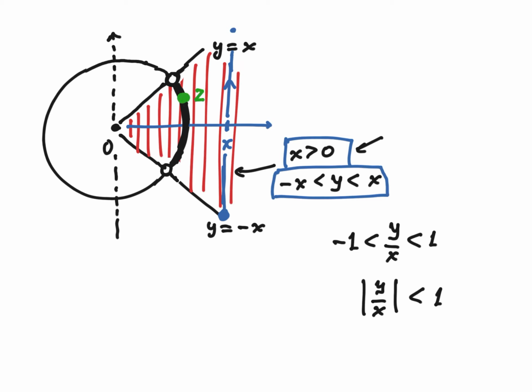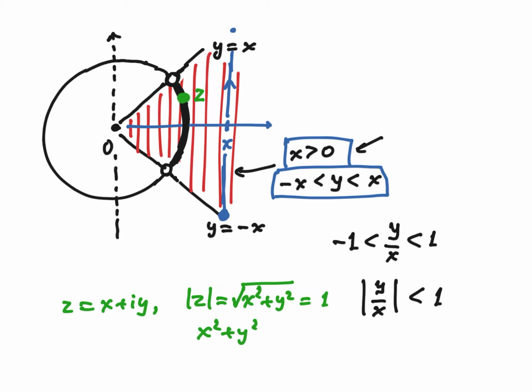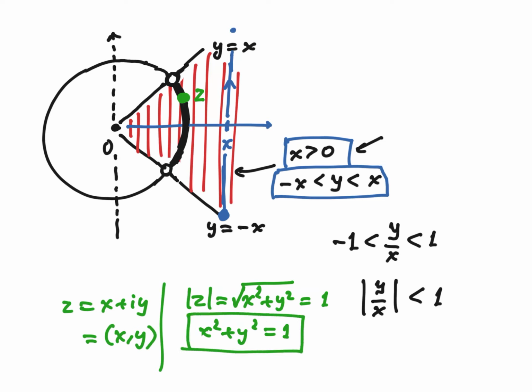So let me show you what I mean. I take some point on there. Let me call it z. So z is x plus iy. And since its modulus is 1, remember that the modulus is just radical x squared plus y squared. So that just tells me that x squared plus y squared is 1. I mean, that's clear, right? Because z is nothing but the point x comma y. So if that point is going to be on the unit circle, it has to satisfy the equation of the unit circle.